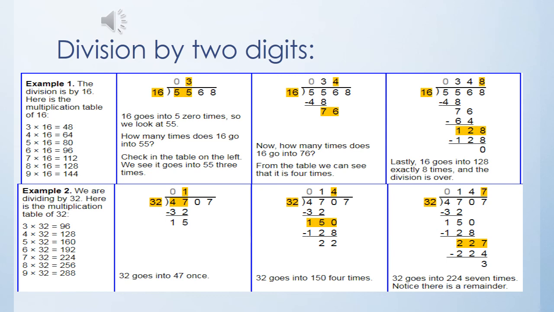Again 22 is smaller, 32 is greater. You cannot divide it. Then write down the last digit of the dividend, that is 7. Now it becomes 227. In the table of 32, 32 is multiplied by 7, answer is 224. Now the subtraction, 227 minus 224, answer is 3. So the remainder is 3 and the quotient is 147.